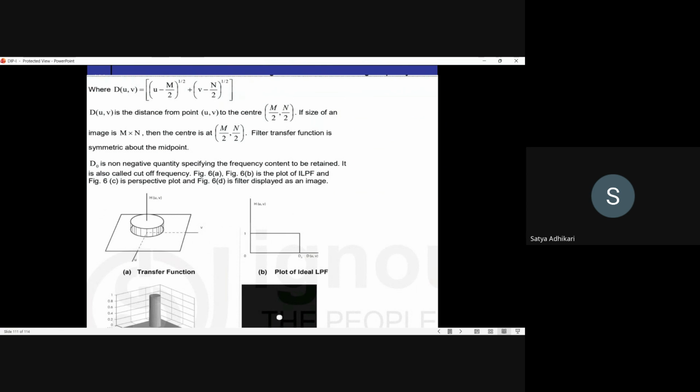And this mathematical function is used: D(u,v) is equal to the square root of (u minus M/2) squared plus (v minus N/2) squared. D(u,v) is the distance from (u,v) to the center. If the size of an image is M cross N, then the center is at (M/2, N/2), and the filter transfer function is symmetric about the midpoint. Symmetric means that if you divide it at the midpoint, you will get two identical parts.